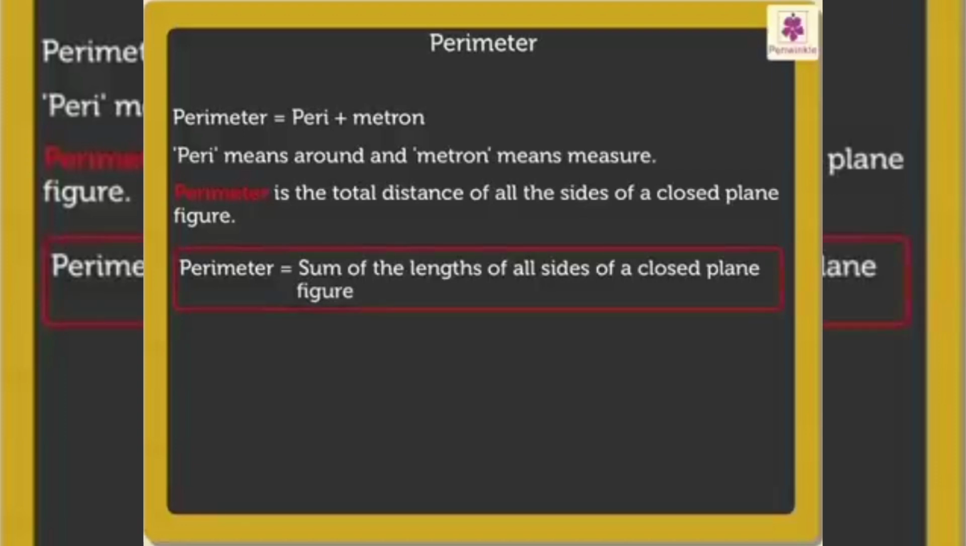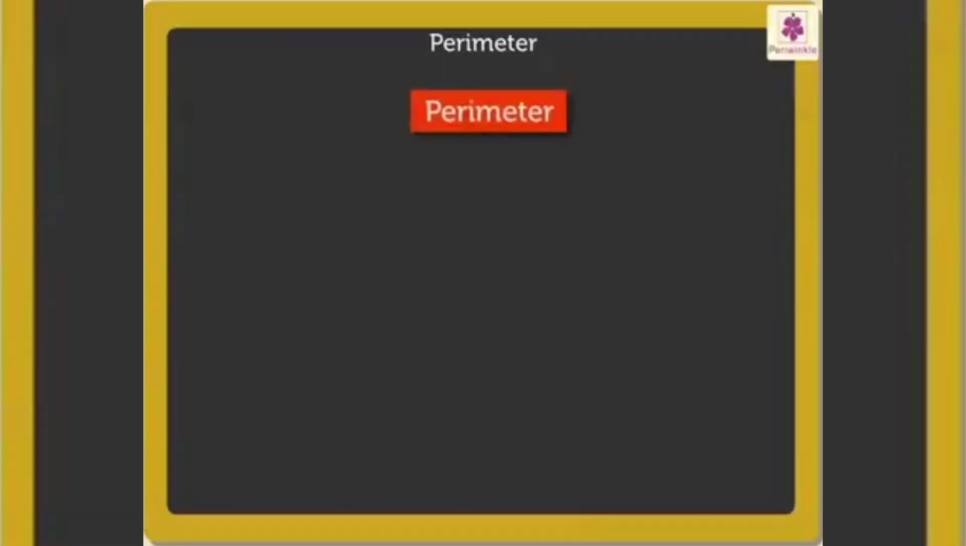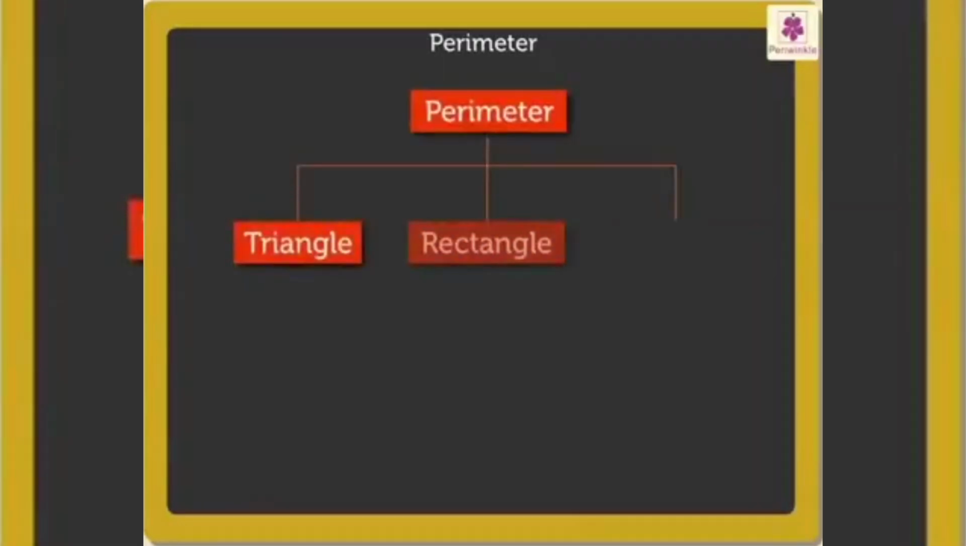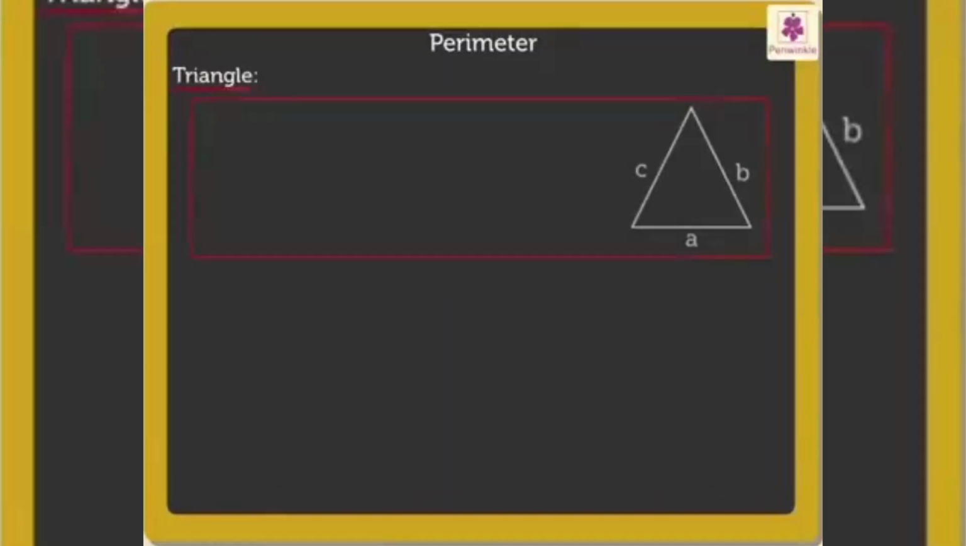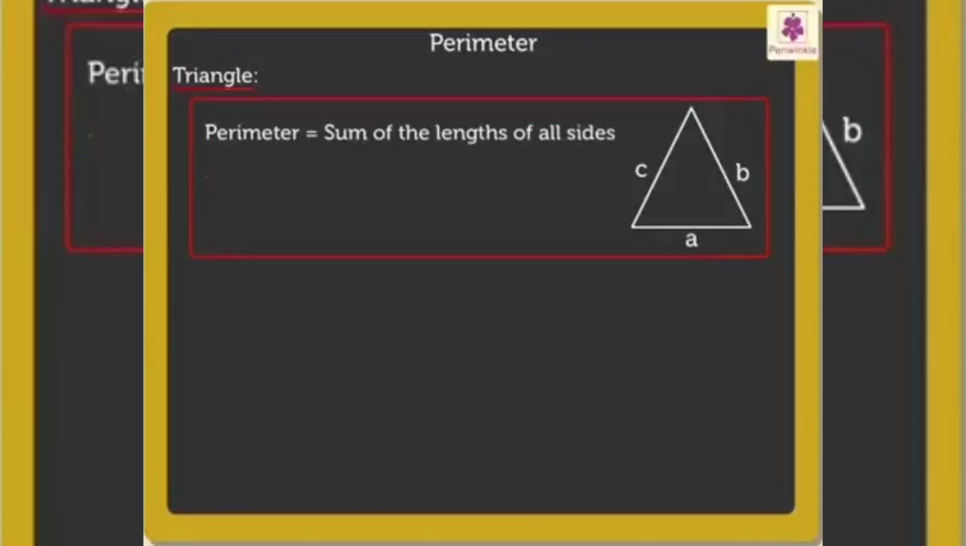Today, we will learn how to find the perimeter of the polygons triangle, rectangle, and square using formulas. Let's start with the triangle. A triangle has three sides, side A, side B, and side C. To find the perimeter of a triangle, we add the lengths of all its sides. Thus, perimeter of a triangle is equal to A plus B plus C.